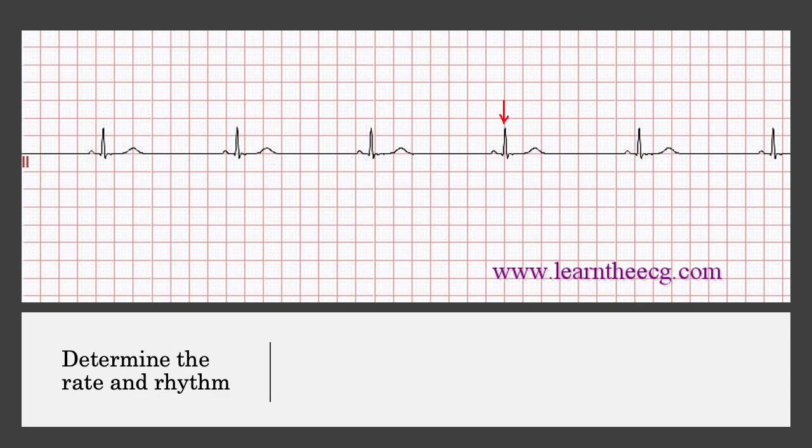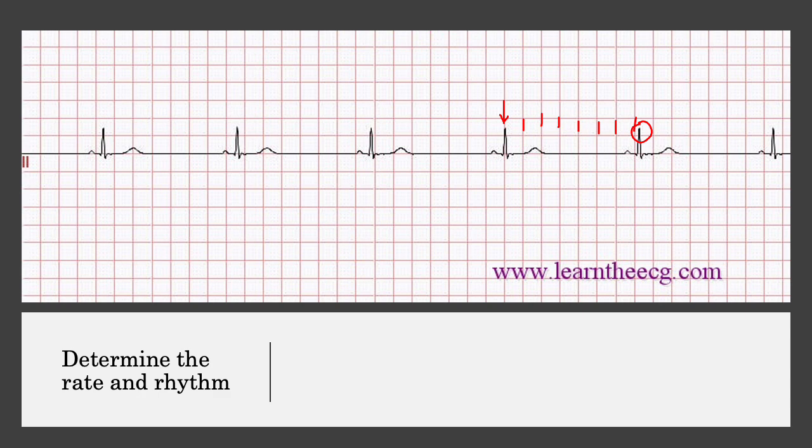And so I'm taking a look at this one. Using the rule of 300: 300, 150, 100, 75, 60, 50, 43. So we've got a significantly slow heart rate. And so I would say this is around 40 beats per minute. All right. So I already know I have bradycardia.